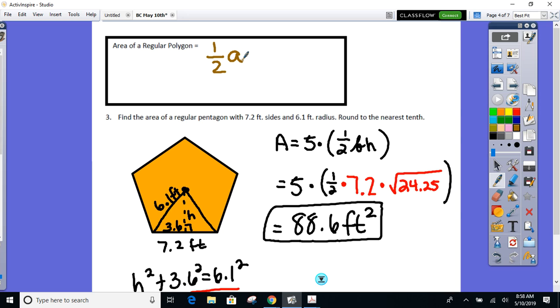A. What do you think the A stands for? Apothem length. P. Perimeter of the polygon. So A is the apothem length and P is the perimeter of the polygon. 1/2 AP.